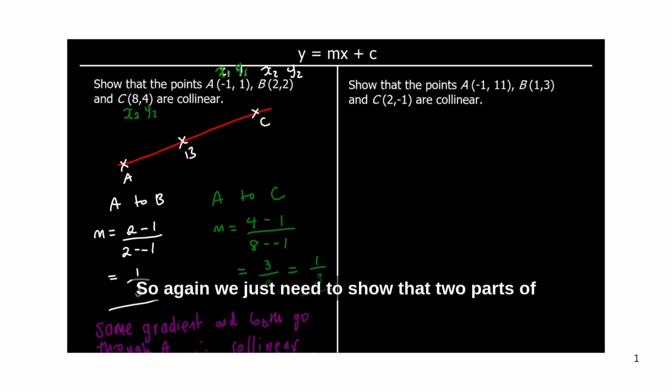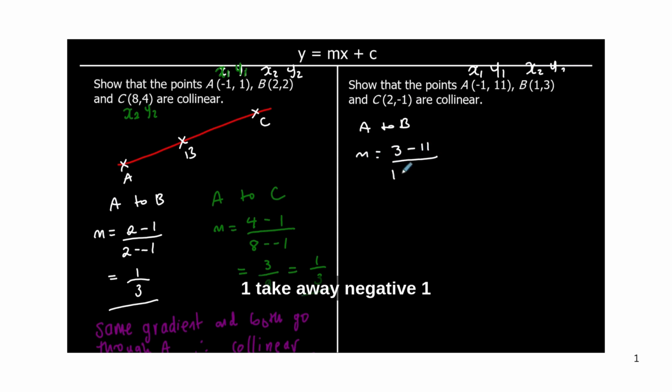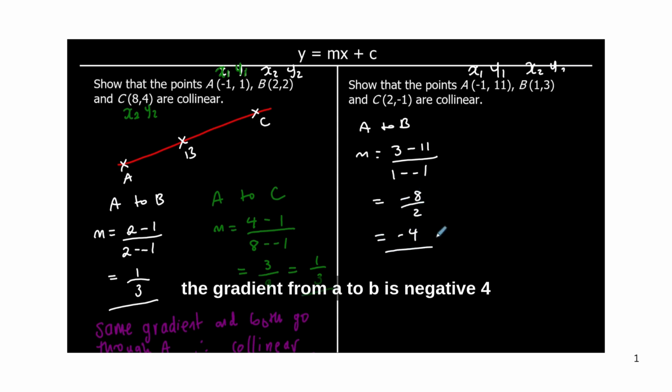So again, we just need to show that two parts of this line have got the same gradient. So if we go for A to B again, that'd be x1, y1, x2, y2, the gradient, changing the y's, which is 3 minus 11, over the change in the x's, 1 take away negative 1. Negative 8 over 2 is negative 4. So the gradient from A to B is negative 4. Let's go A to C again. You can do B to C as well. That would also work.